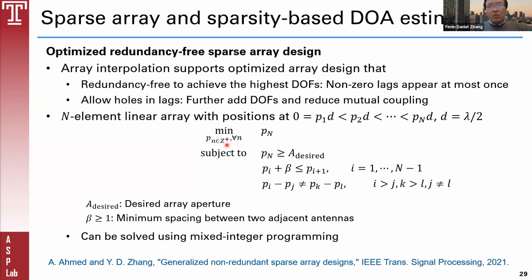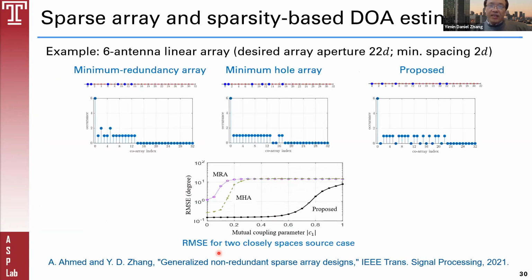So what we are going to do is minimize the position of the last sensor, meaning the aperture, and we can specify the desired array aperture. We can also specify the minimum separation between two antennas. And this involves integers in the optimization, so we have to use a mixed integer program. For example, here we show the minimum redundancy array using 6 antennas, the minimum hole array, and also our proposed method. We can see that we specify the aperture of 22, and also we specify that the minimum spacing is 2D between sensors.